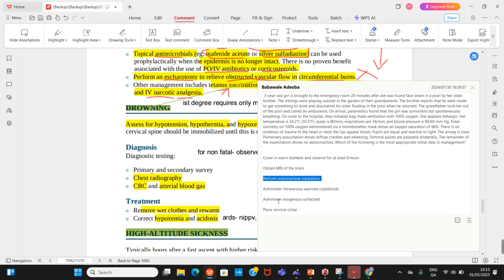Then what do we now push in? What do we now do? Anybody? What's going to be the next thing to do after we've intubated? What are we going to do for this patient?